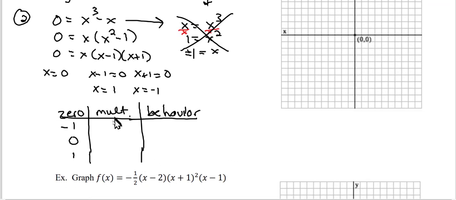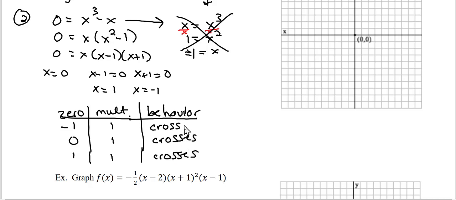The multiplicity of each of these is just 1. I have x to the first that gave me x equals 0. I have x minus 1 to the first, which gave me x equals 1. And I have x plus 1 to the first power, which gave me this x equals -1. Which means this graph crosses at each of these.